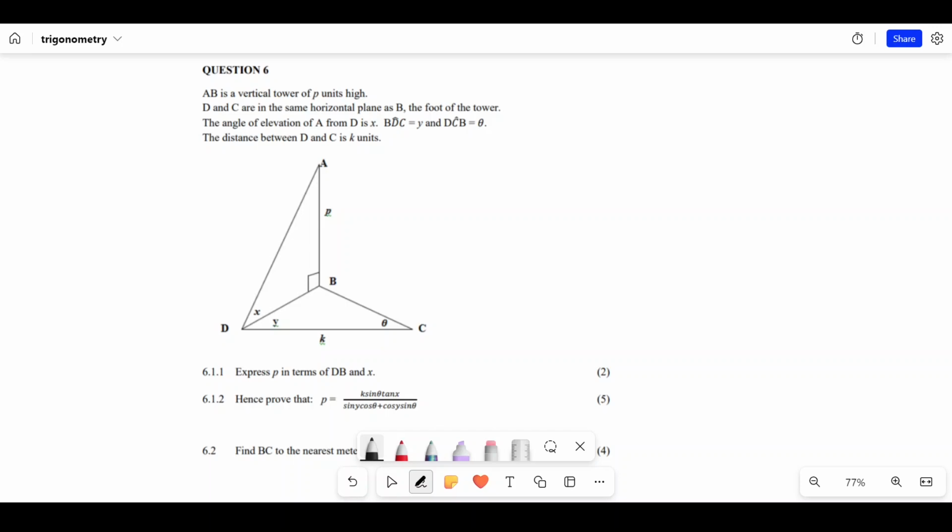Hello dear learners, we are continuing with our classes on trigonometry. Today we are going to see solution of triangles. Okay, in question 6 here, let's look at the question.